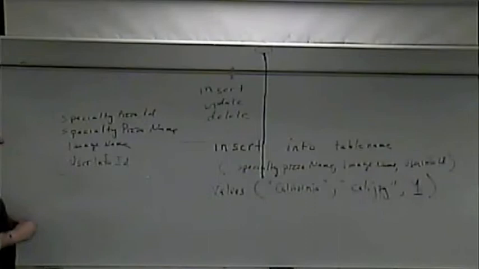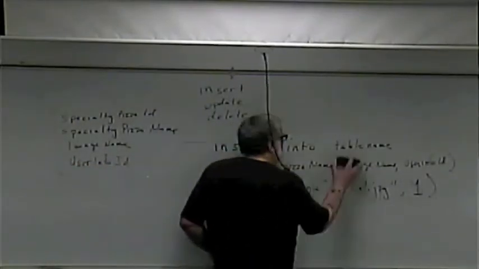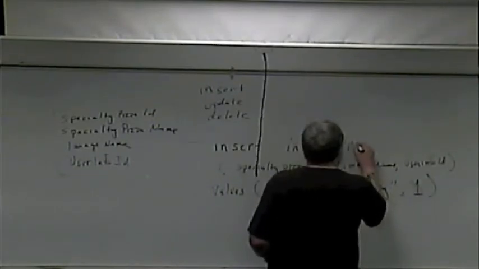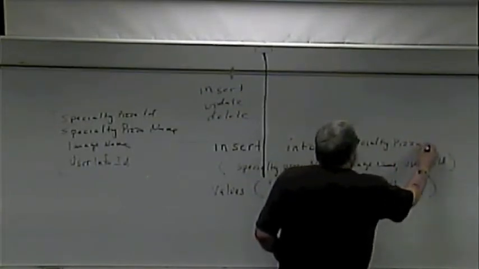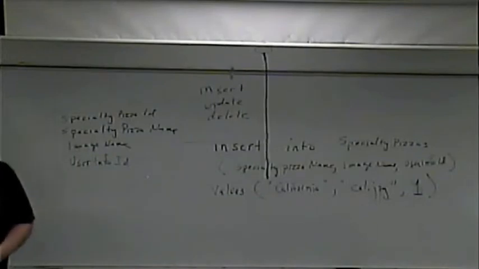Insert into table name. Oh, it would be table name in this case. It would be specialty pizza. Specialty pizzas. I forget which one I used. A list of columns enclosed in parentheses, separated by commas. A list of values in parentheses, separated by commas.